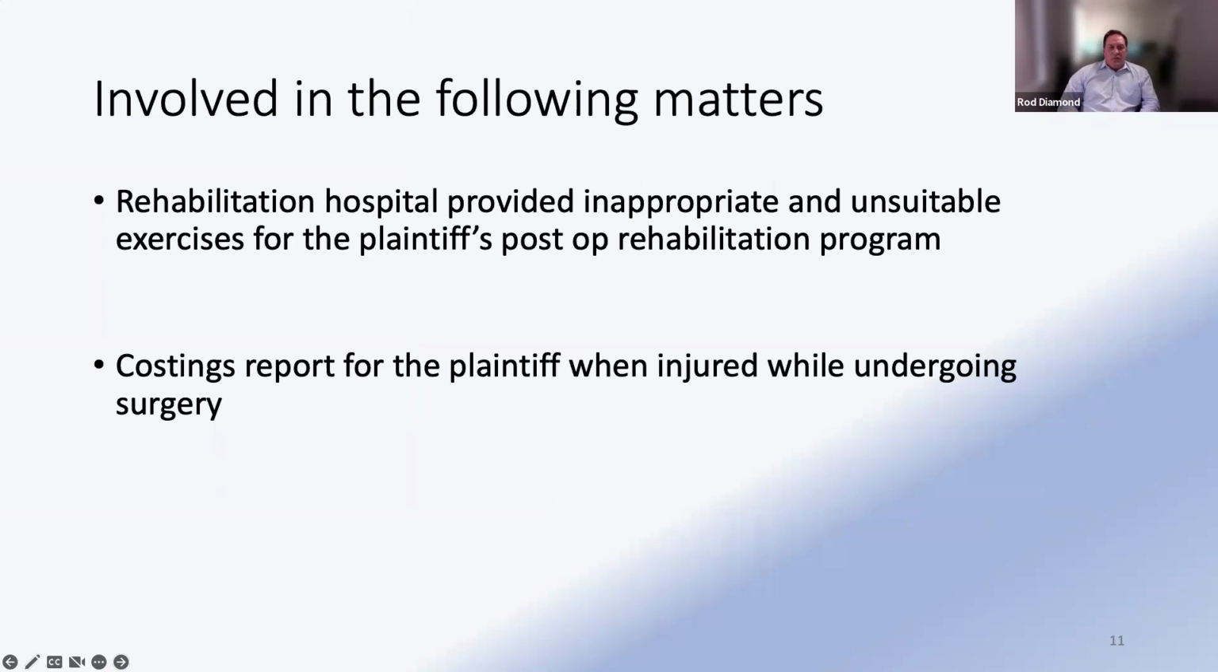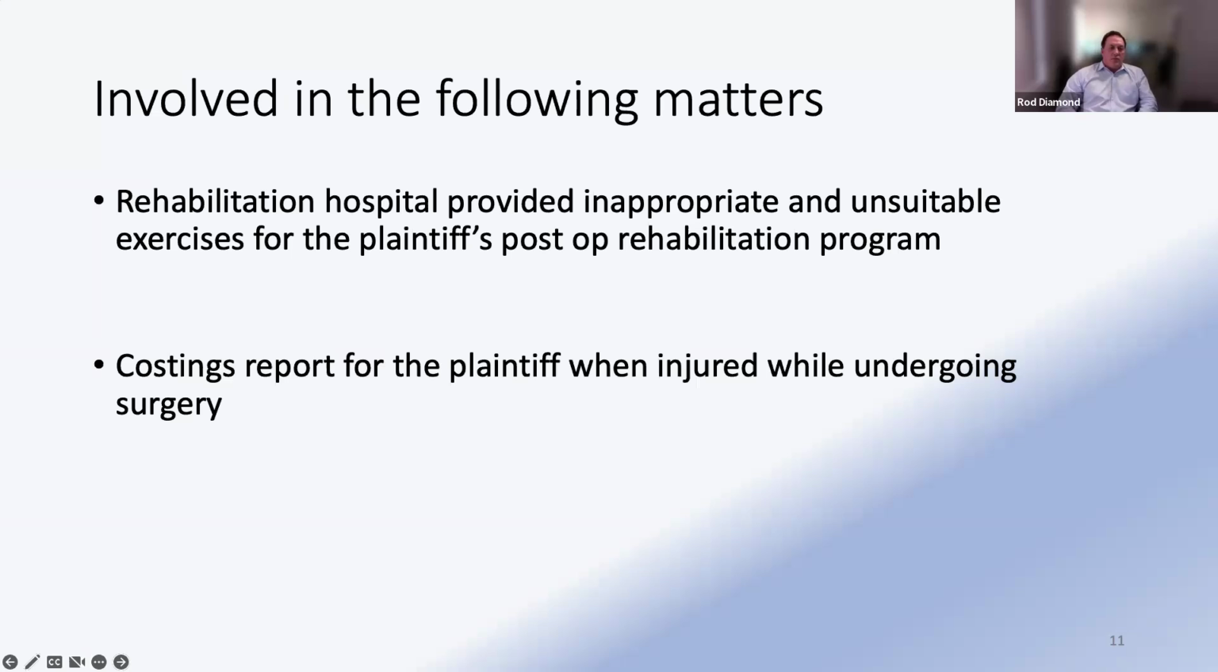So I was involved in a matter where a rehab hospital provided inappropriate and unsuitable exercises for the plaintiff after an operation. I then provided a report for the lawyers acting for the plaintiff that included explaining why the exercises provided were inappropriate and then suggesting suitable exercises and a suitable exercise rehab program.